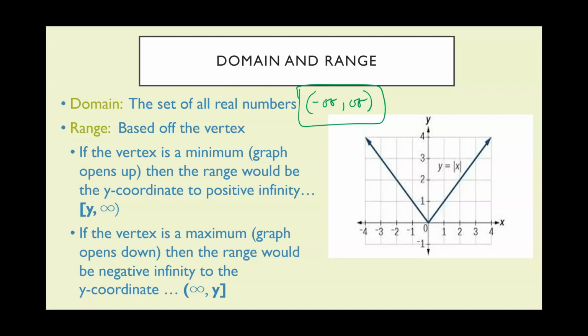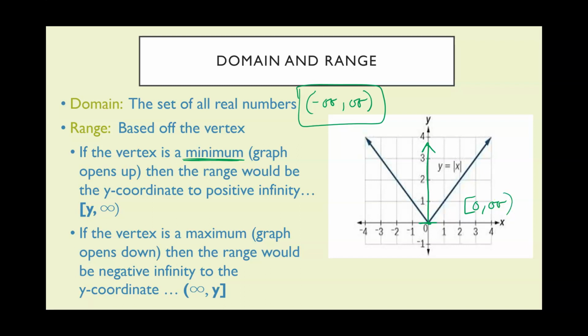If your vertex is a max versus when your vertex is a min. Remember, your range is how low do you go, what's your lowest y value, to what is your highest y value. So if your vertex is a minimum, that's when the graph opens up. If you look at this graph right here, this is a minimum value, and it's where the graph opens up. That means my range is going to be from the y value of my vertex to positive infinity. My y value here for my vertex is 0, so my range here would be bracket 0 to positive infinity.